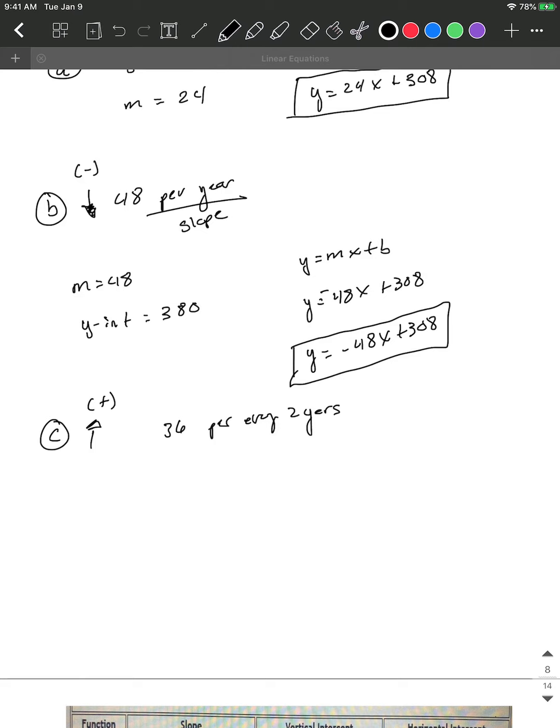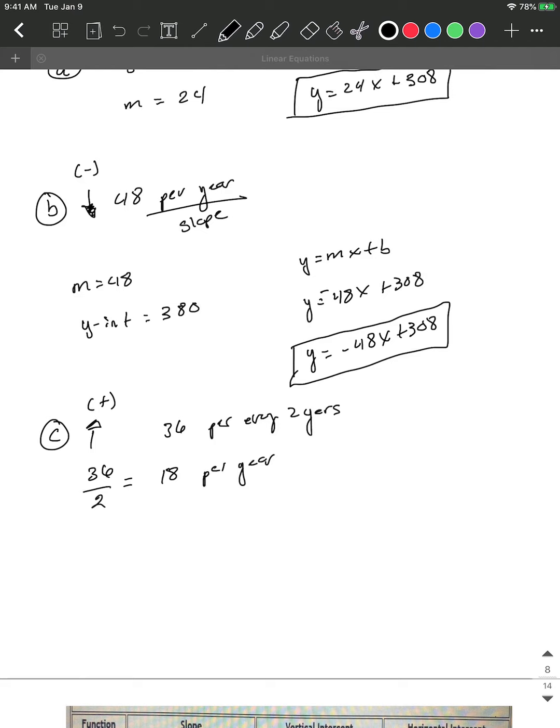So the way to think about this now is we can go ahead and divide 36 by 2. So if we insert 36 divided by 2, we're going to get 18. Sorry, y'all. Mental math is low. So we get 18 right there. So then that's going to tell us that this is now per year.